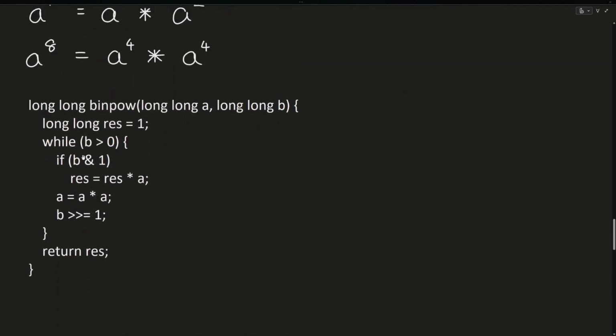So this is the function in C++. It takes as parameters the base and the exponent. So a is the base and b is the exponent. We initialize the result to 1 and we use a while loop while b is greater than 0. If the last bit of b is equal to 1, or we can say if the last bit is set, we include the current power in our result.